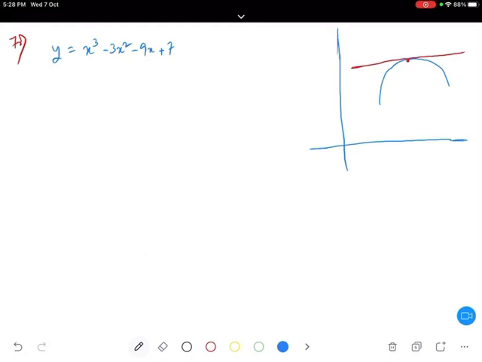Achha, now enough of jokes. Now question number 7. We have to find a point on the curve at which, if I draw a tangent through that point, it will be parallel to the x-axis. So they have told you that the tangent is parallel to the x-axis. Can you tell me what is the slope of the x-axis?